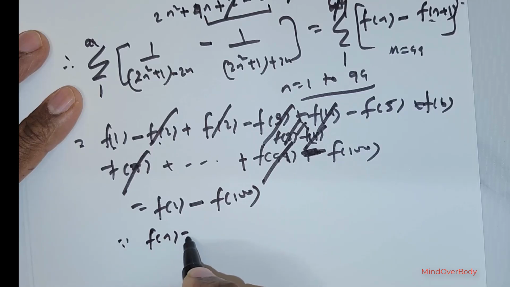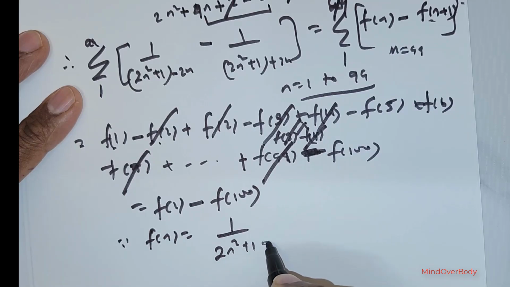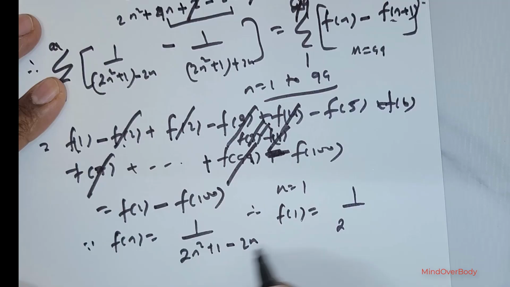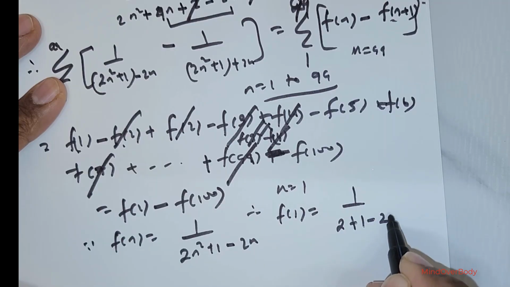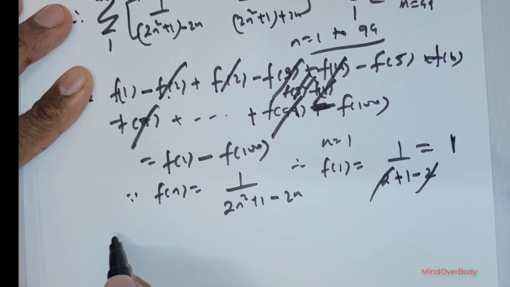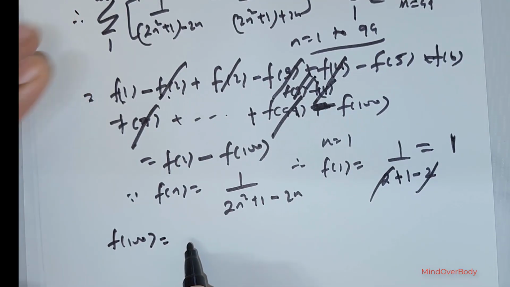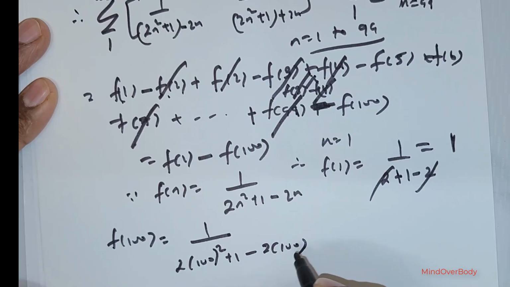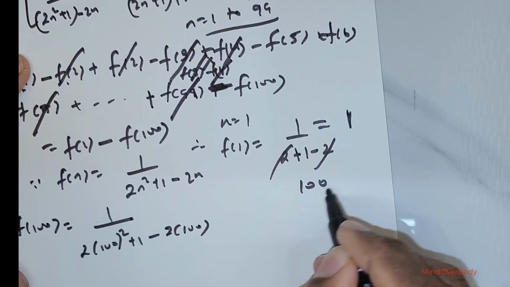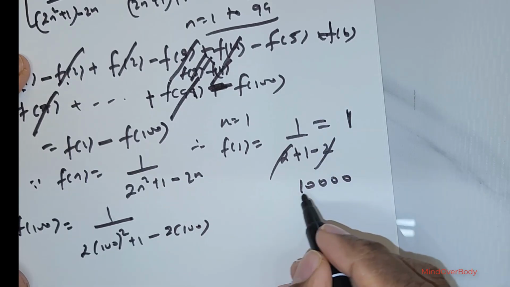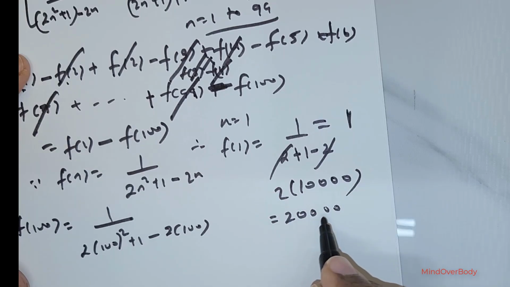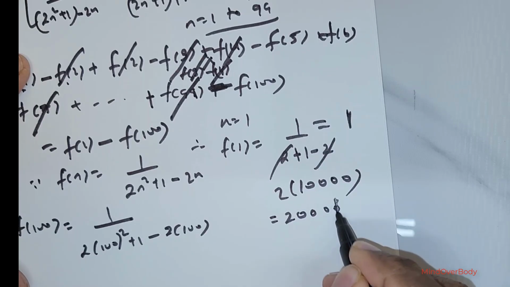But f of n is equal to what? 1 over (2n squared positive 1 negative 2n). So therefore, n equal to 1: f of 1 is going to be 1 over (2 positive 1 negative 2). Negative 2 positive 2 goes out, giving you 1. And f of 100 is going to be 1 over (2 times 100 squared positive 1 negative 2 times 100). So this is nothing but 1 followed by 4 zeros multiplied with 2, which is 2 followed by 4 zeros. And then plus 1, so this will become 1.